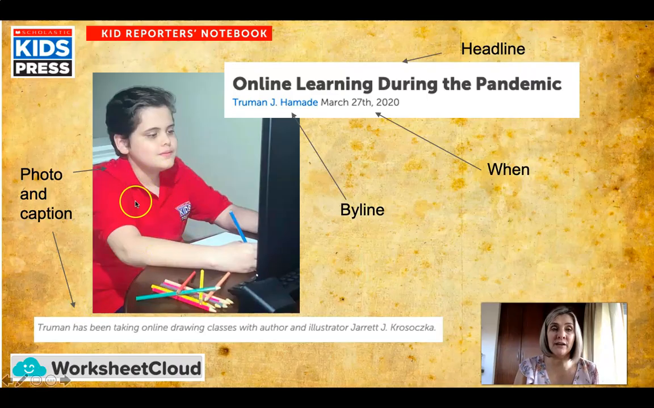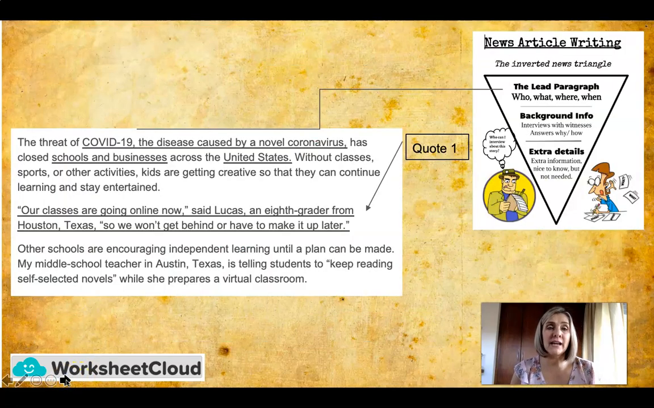So we know that it's Truman because at the bottom it says Truman has been taking online drawing classes with author and illustrator Jarrett J. K. And I'm not going to pronounce that surname. But there we go. So that's just the beginning part, your headline, when it took place, your byline, photograph and caption. The next part that we look at is the actual lead sentence with your introduction, and you can see here it's got a quote in it over there which we're going to read.